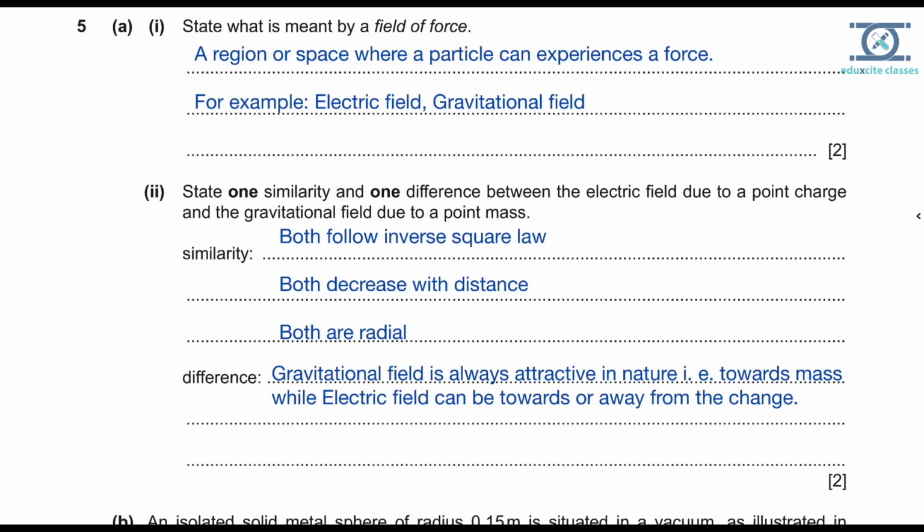5. What is meant by a field of force? A region or space where a particle experiences a force is known as a field of force. For example, electric field and gravitational field, these are all fields of force. Okay, so 1 mark for a region or space where a particle can experience a force, and you can say for example electric field or gravitational field.